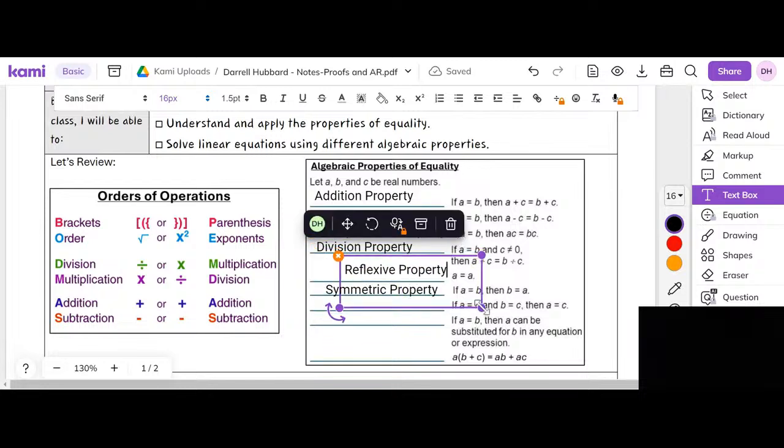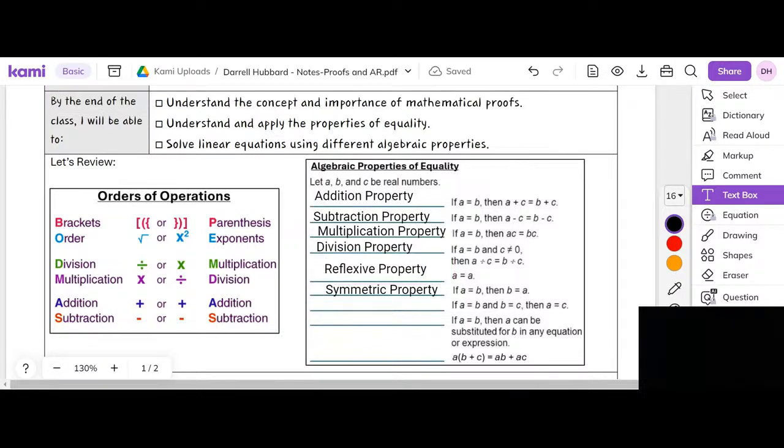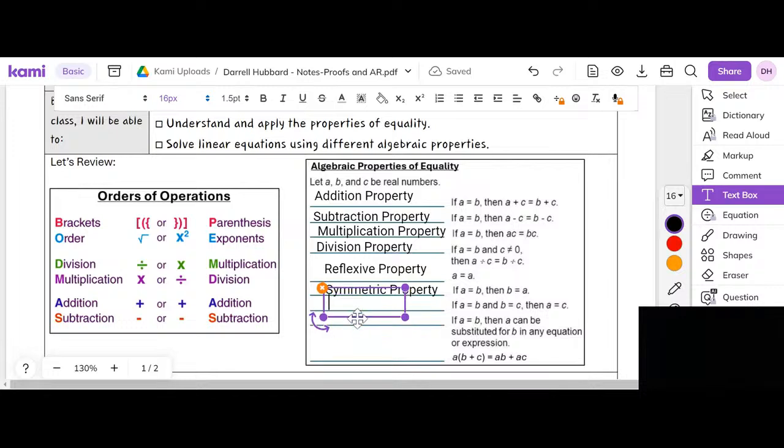All right, yeah, all of these here are properties. So that's the reflexive property. This is the symmetric, right? Think about mirror image. What you see on one side is what you see on the other. And then lastly, here, if A is equal to B is equal to C, then A is equal to C.